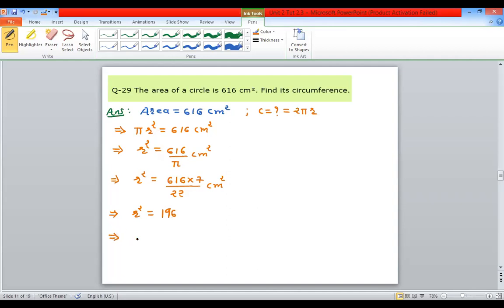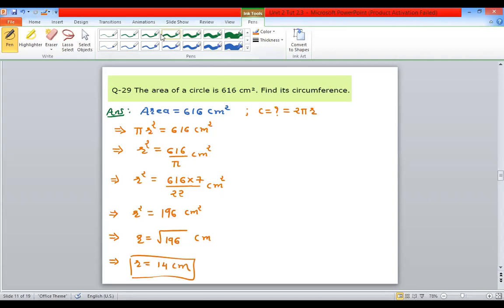The square is converted into the square root. I got the r. Take the square root of 196. It's 14. So r is 14. The square is converted into square root, so r is equal to 14 centimeter. It's not required to write the units every time. At the end of the equation, you can also simplify and put the unit.